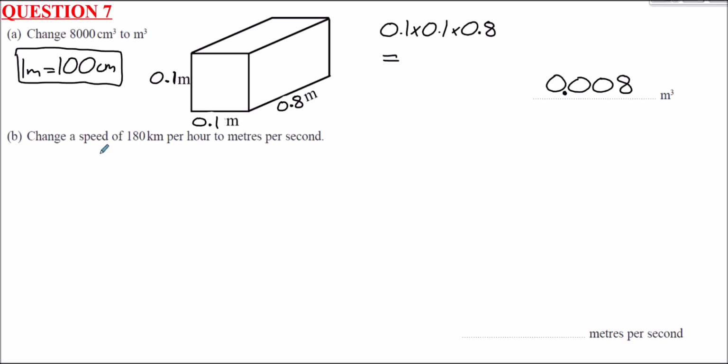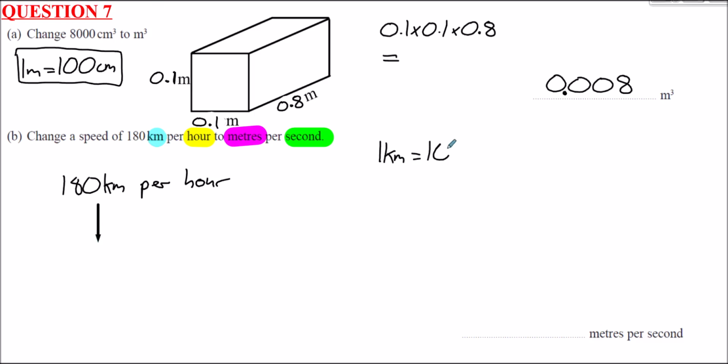Part B, we need to change a speed of 180 kilometers per hour to meters per second. So we need to change from hours into seconds, and as well we need to convert the kilometers eventually into meters. So let's just do this step by step. So 180 kilometers per hour, let's just change one unit at a time. First of all, I'm going to change the kilometers into meters. 1 kilometer is 1,000 meters.